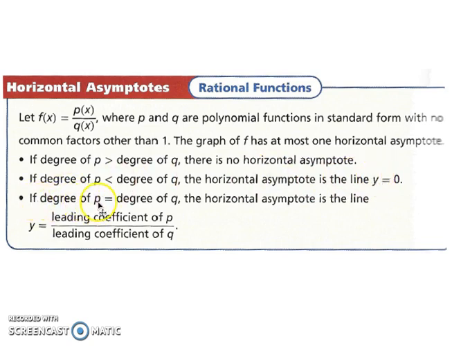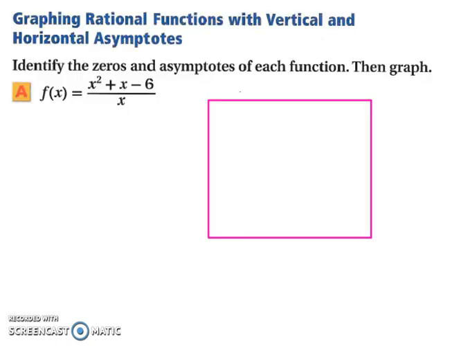If the degree of p equals the degree of q, then the horizontal asymptote is the line y equals whatever your leading coefficient of p is divided by your leading coefficient of q. This might sound a little complex, so let's try a few. So we're going to identify the zeros and asymptote of each function.